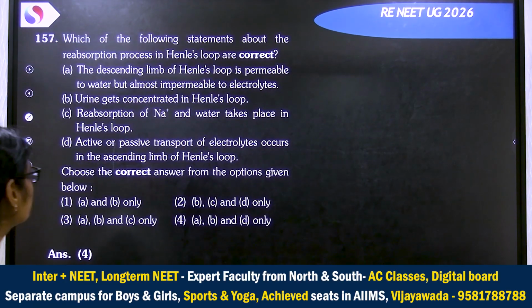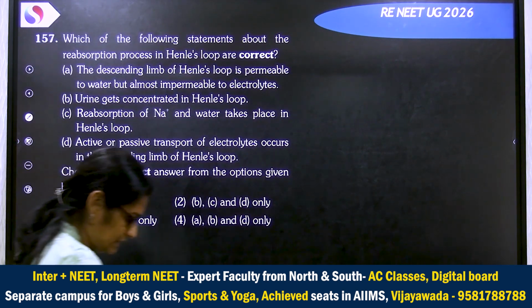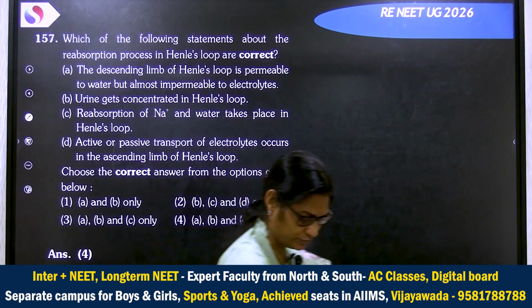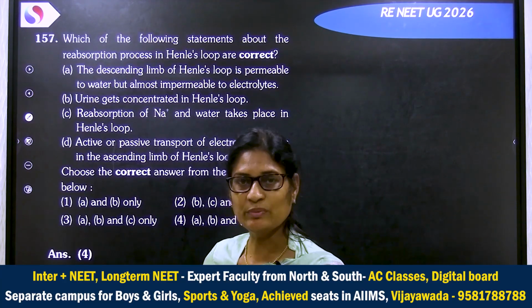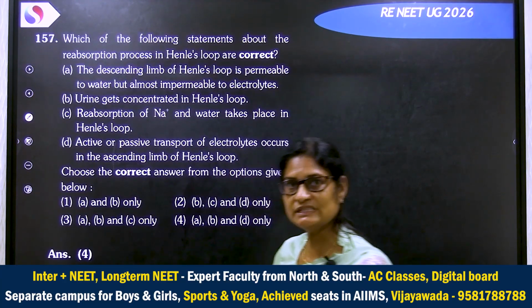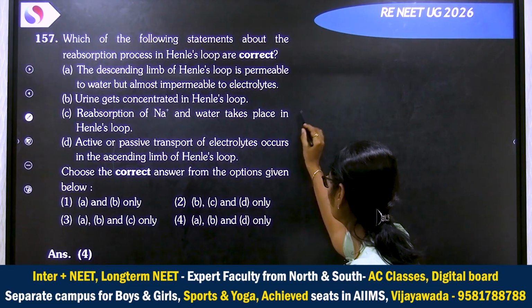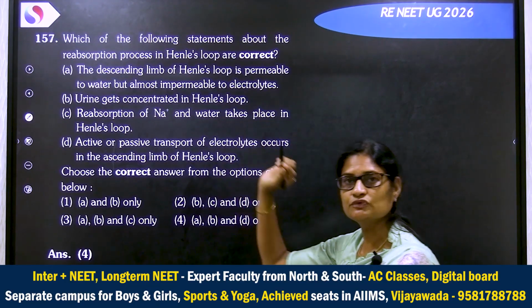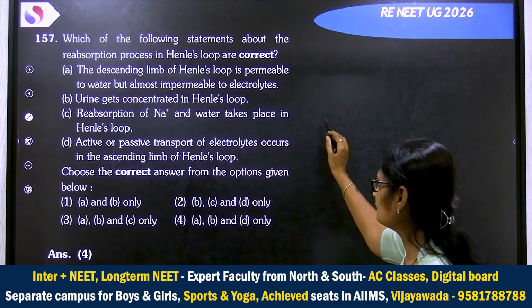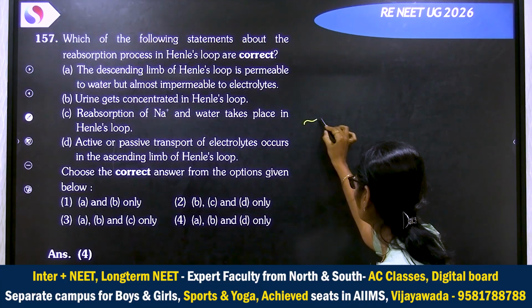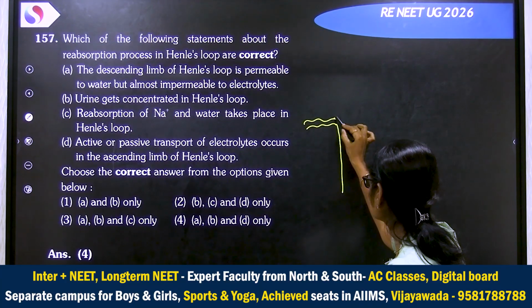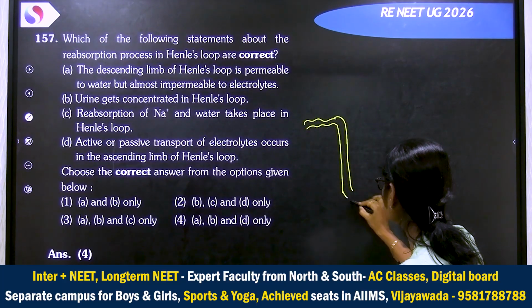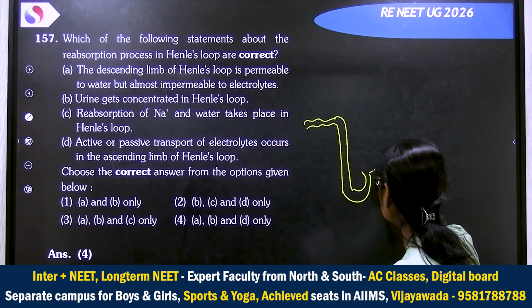Which of the following statements about the reabsorption process in Henle's loop are correct? So the nephron has how many parts, my dears? The first part of the nephron is the Bowman's capsule, followed by the PCT, followed by the Henle's loop, and continues to form the DCT, and ends with the collecting duct, isn't it? If I draw something here, this is the structure called the PCT, this is the descending limb of Henle's loop, and this is the ascending limb of Henle's loop.